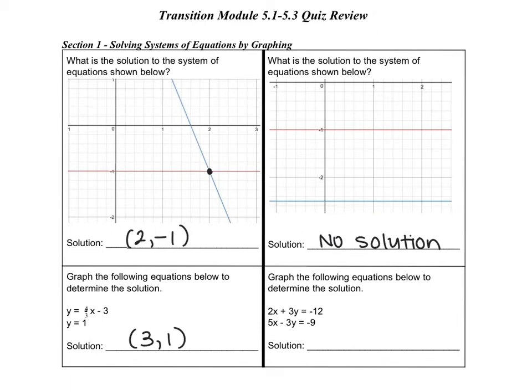And for the equations 2x plus 3y equals -12 and 5x minus 3y equals -9, their point of intersection is the point -3, -2.